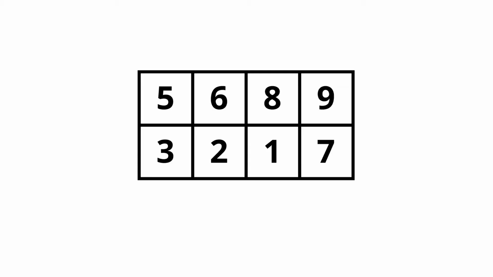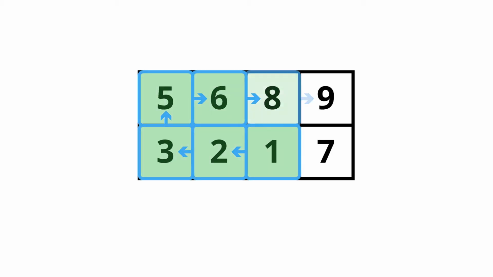We are given an m into n matrix containing positive integers including 0, and from this matrix we need to find out the longest strictly increasing path by moving in any 4 directions. That is, we can move up, down, left or right from each cell of this matrix. For example, this path of length 7 is the longest strictly increasing path in this matrix.